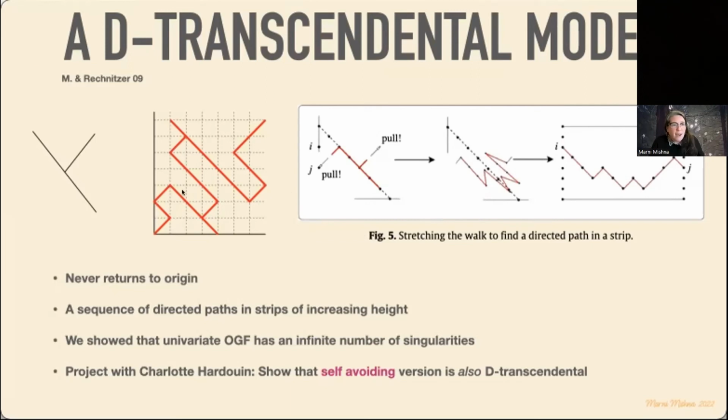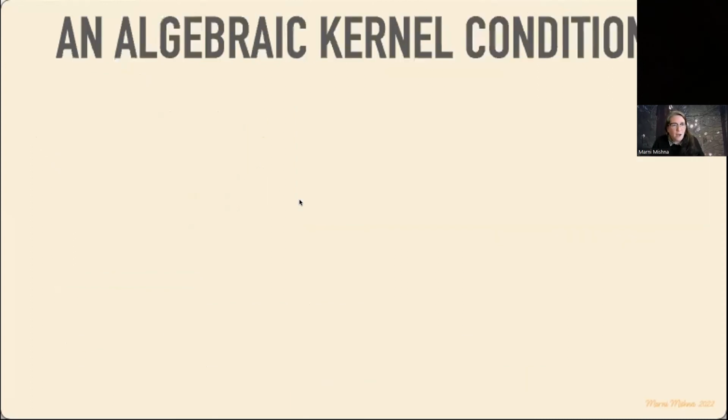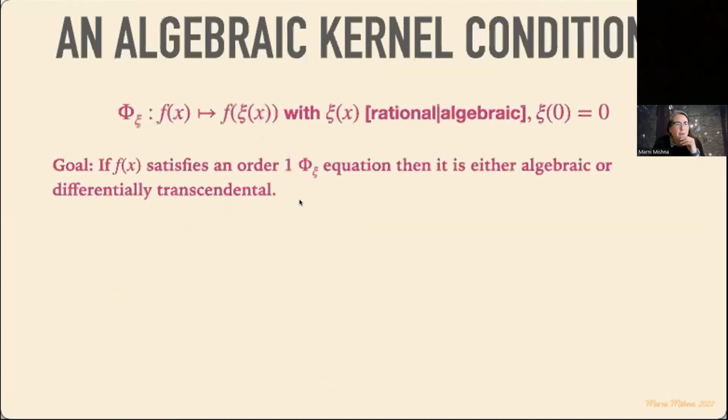Well, here in my walk model, I can go back and forth on myself. If I can't go back and forth on myself, I have a self-avoiding version, and it's a little bit more complicated. But with Charlotte Hardouin, she and I proved that the self-avoiding version should also be differentially transcendental. And anytime you have something that is solved by the iterated kernel method as a technique, you can probably use this method. Okay. All right. So I'm going to run out of time very quickly here.